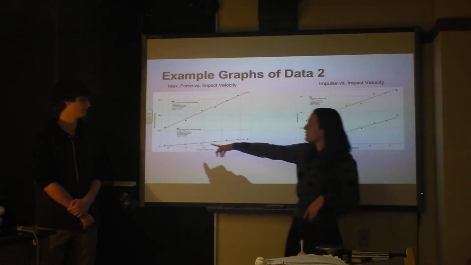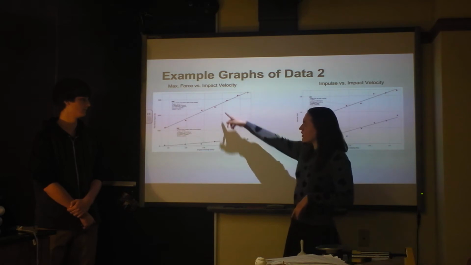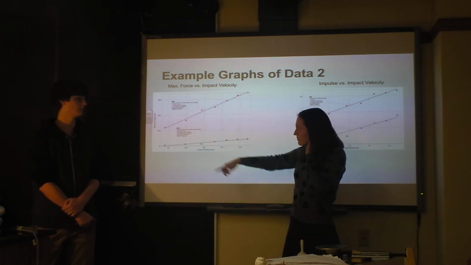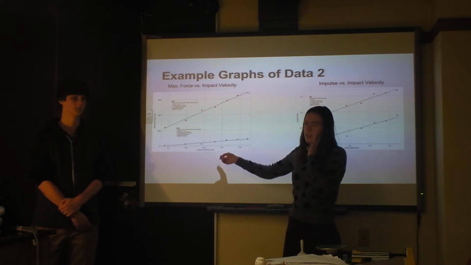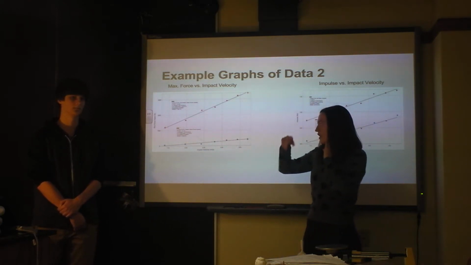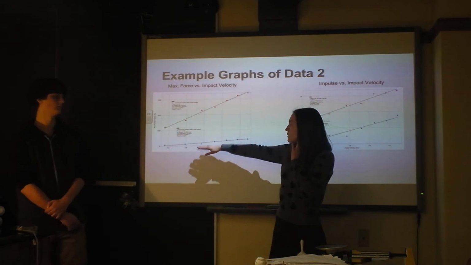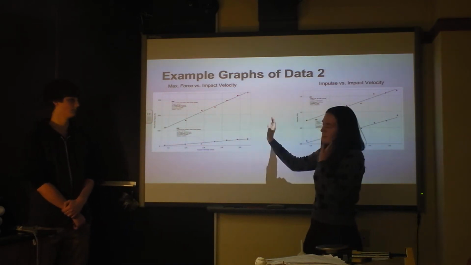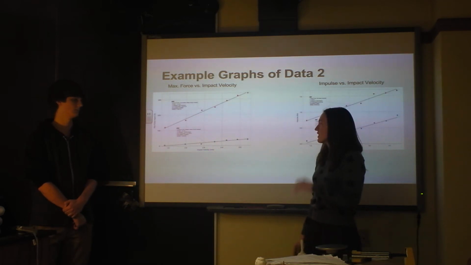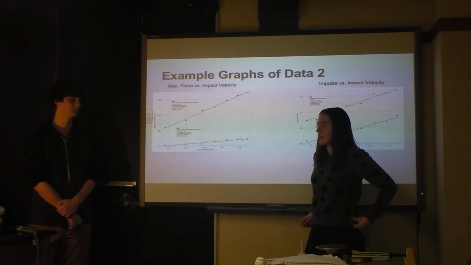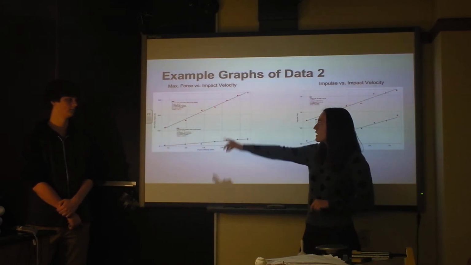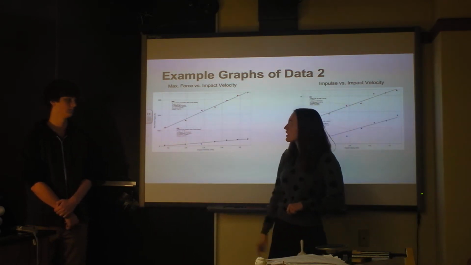Here, the blue is impact on water, and the red is impact on the solid. I got impact velocity by doing kinematics from the height of the drop. This one has a smaller slope because the impact force on the water was going up by less compared to the solid.